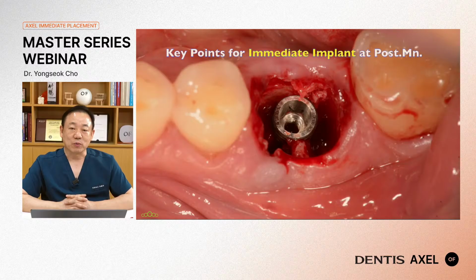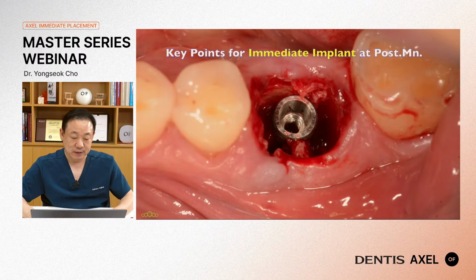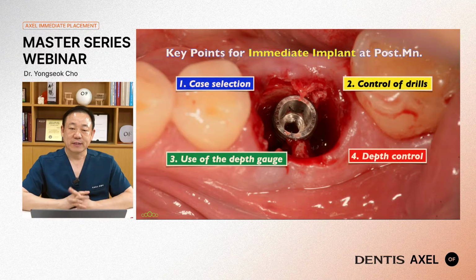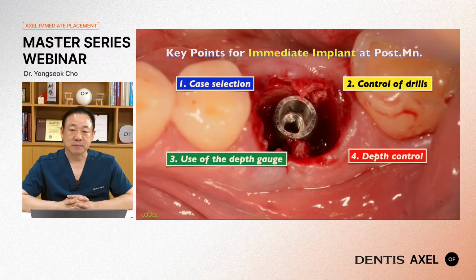What is the key point of immediate implant at the posterior mandible? There are 4 key points. First, case selection, second, control over drills, third, use of the depth gauge, and last, depth control.